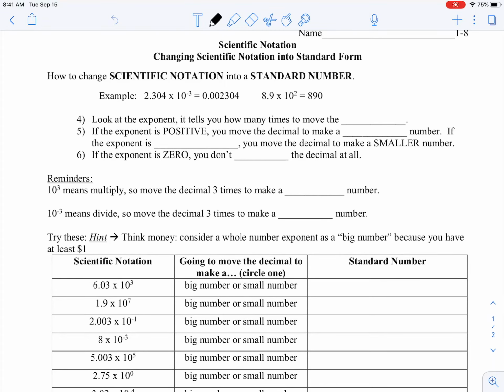Hello again, everybody. Today is going to be a quick one here. We're focusing on changing scientific notation numbers into standard form numbers. So we have a couple examples of that right here.